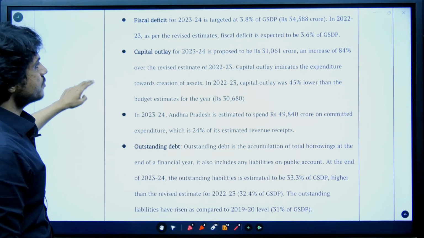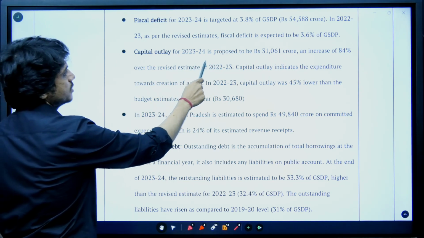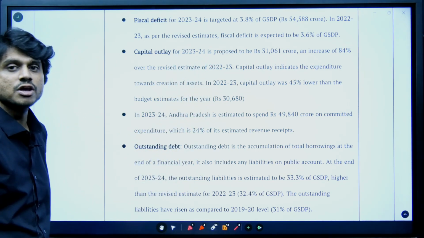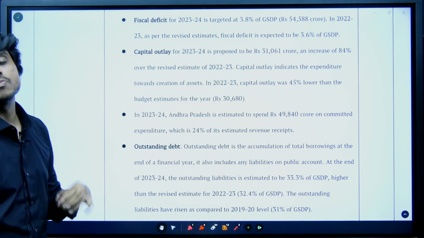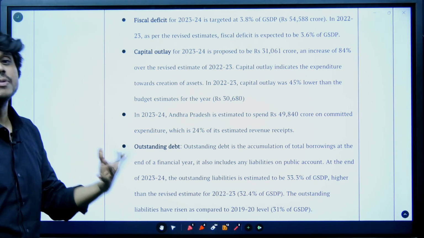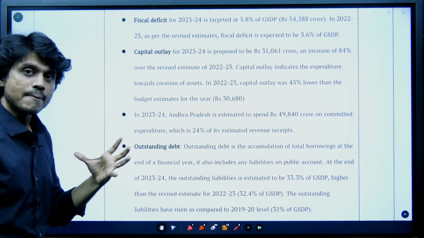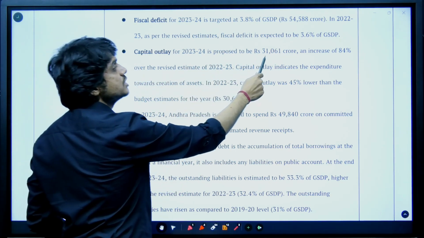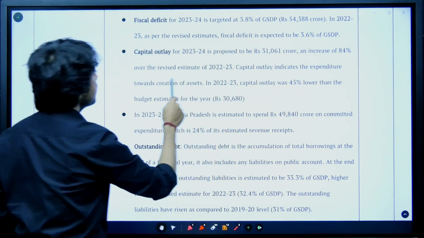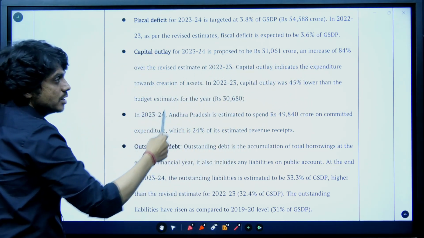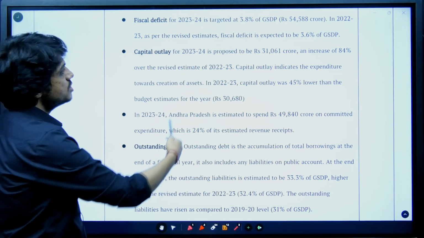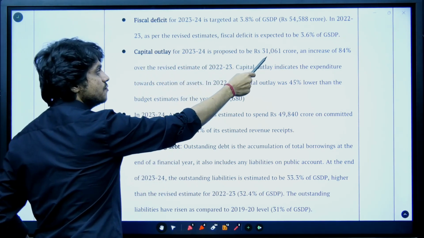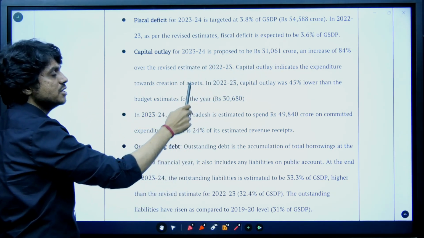Then the capital expenditure, that is the major investment where actual production happens, where the GDP growth rate can come from. That happens primarily because of capital expenditure. The capital expenditure is 31,000 crore. It is an increase of 84%. It has almost doubled, right? In the previous budget, the capital expenditure was nearly 15,000 crore only. Okay, 15 or 18,000 crore.